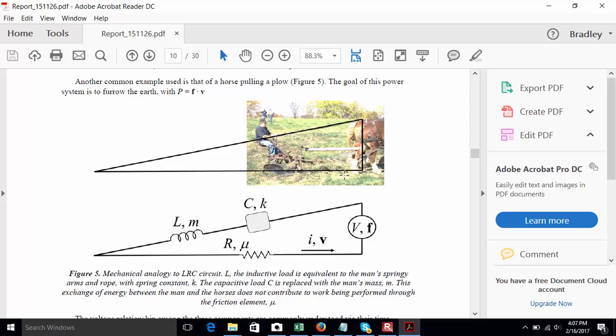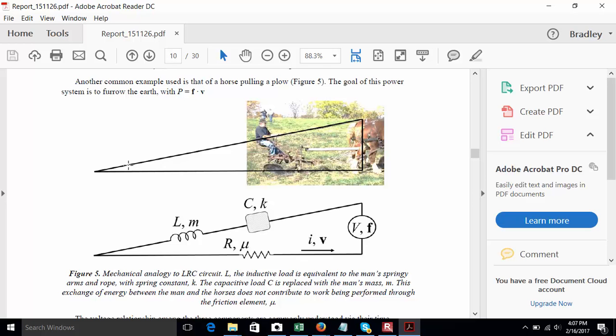Okay, so what's the goal up here? Is the guy going for a horse ride? No. Is the guy having a joyride on his gadget? No. The goal is to plow the field. I need to plow the field so I can plant the crops or whatever I'm going to do with it.